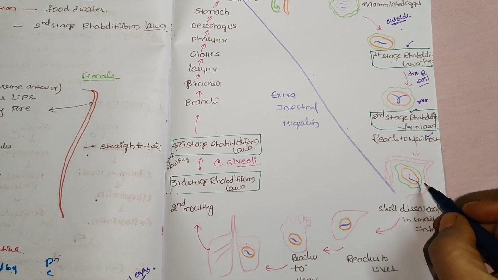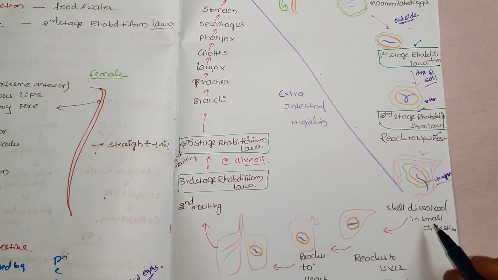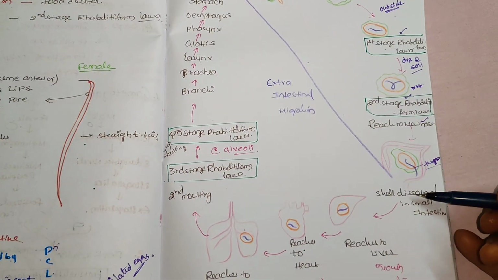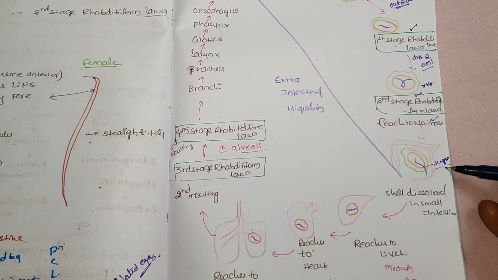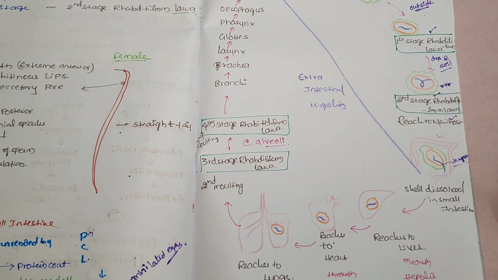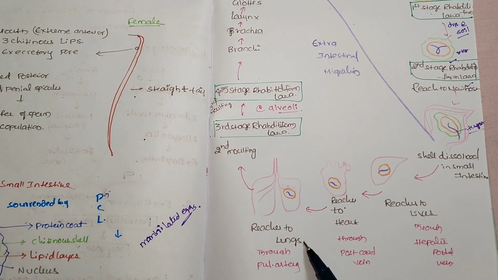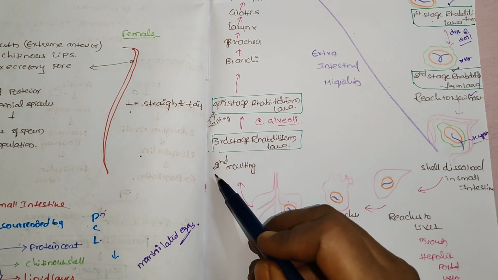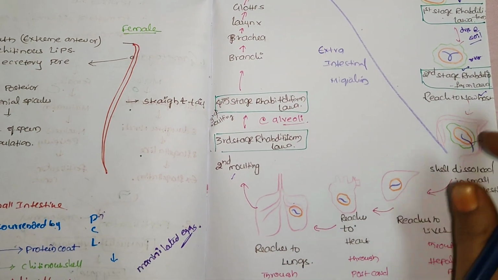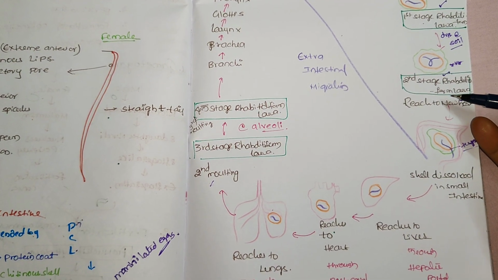Then in the small intestine we have the trypsin enzyme. With the help of the trypsin enzyme, the shell gets dissolved. We have 3 types of layers, PCL. Then this shell gets dissolved by the trypsin enzyme of human. Then it goes for extraintestinal migration, meaning other than the intestine. It reaches the liver, the heart and even the lungs. Then the second molting is completed. Molting means shedding of body parts. That is called molting. So here the second stage larva is the infective stage.